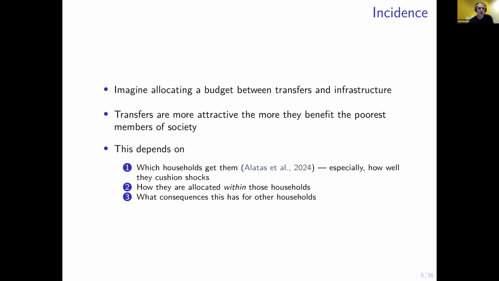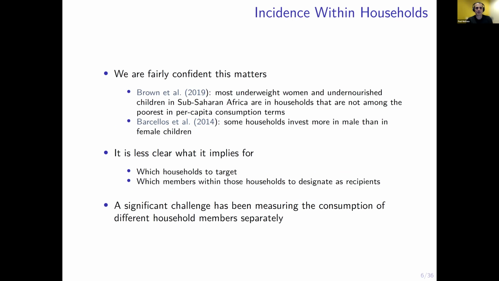Okay. So thinking about incidence within households, here's what we think we know. We're pretty confident that this matters, at least in some contexts. The challenge here, as I say at the bottom, is that it's very difficult to separately measure the consumption of different household members. If any of you have studied or thought about studying household bargaining and intra-household allocation and so forth, you know that there are a handful of data sets that seem to do something like this.